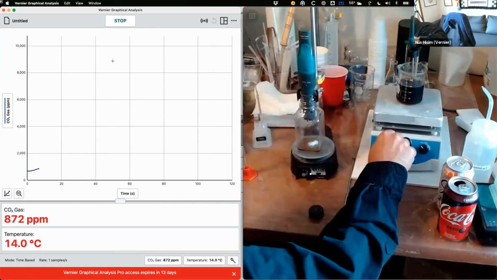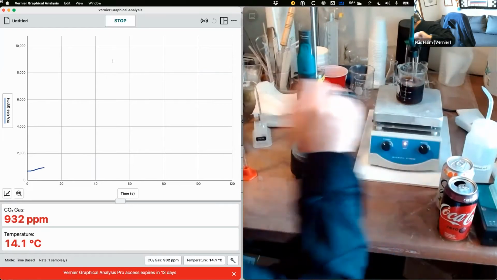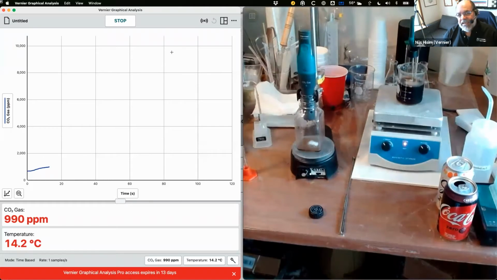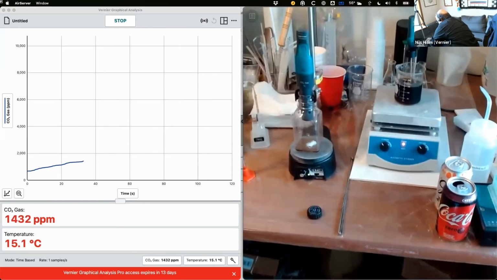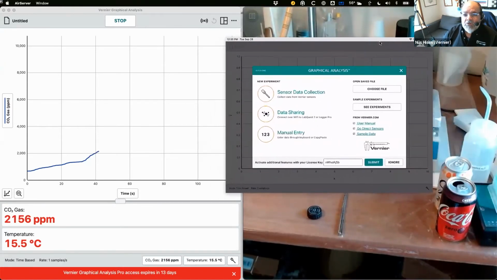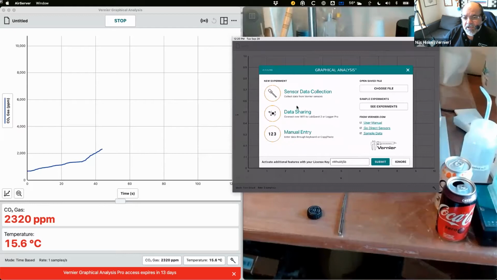So what we're going to do is share remotely. On my end, I tap on this little Star Wars TIE fighter, is what I like to call it. On your end, let me bring my iPad back over here so you guys could see it. You're going to start a new experiment, and what you're going to do is tap on data sharing. Okay, so start a new experiment, tap on data sharing.